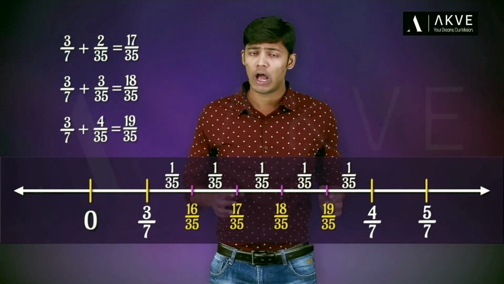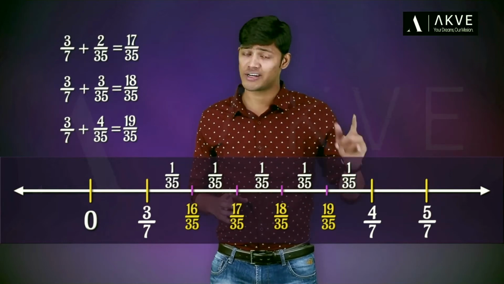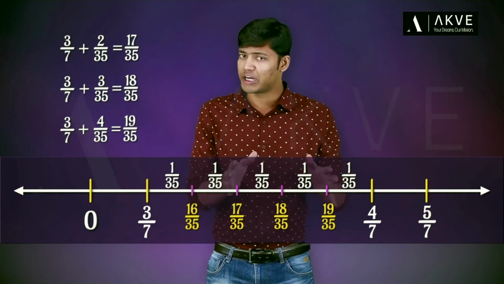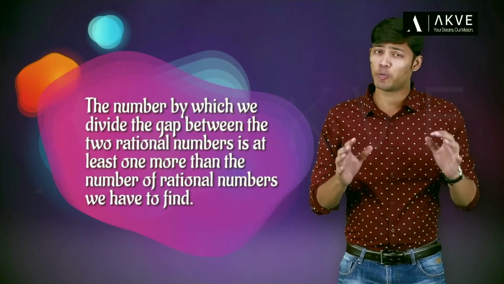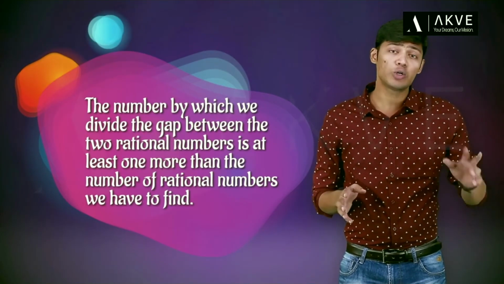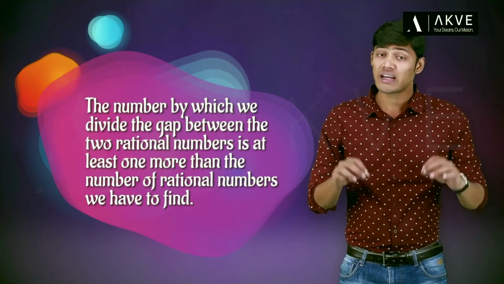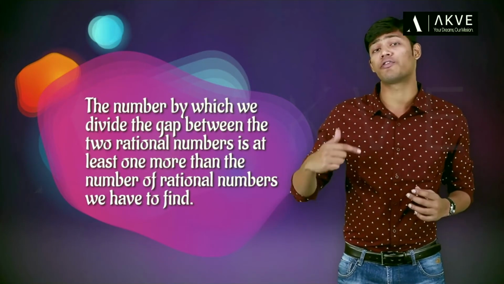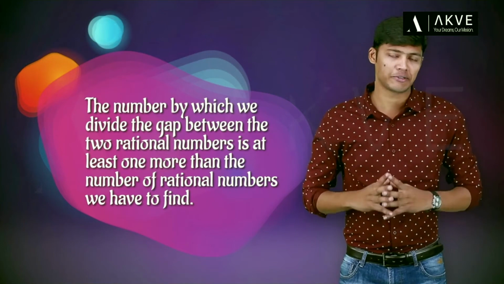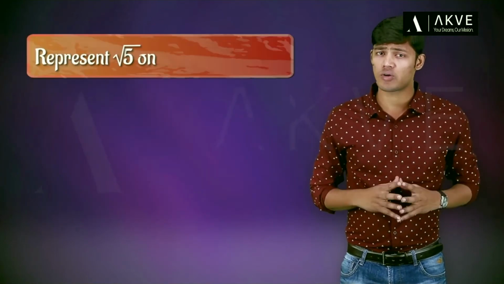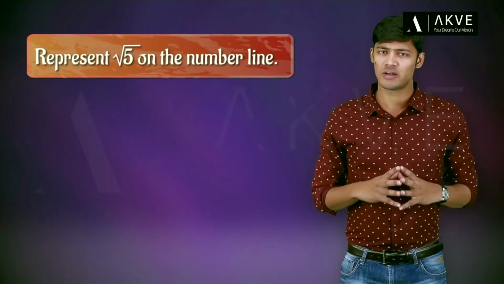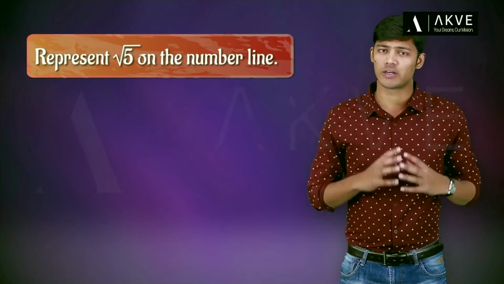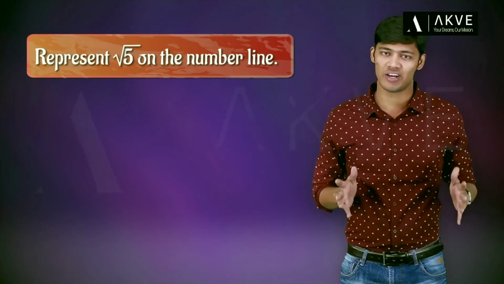This is how we can find any number of rational numbers between any 2 rational numbers. Always remember, the number by which we divide the gap between 2 rational numbers is at least 1 more than the number of rational numbers we have to find. As we have solved questions on representing rational numbers, let's try to solve a question on representing irrational numbers.